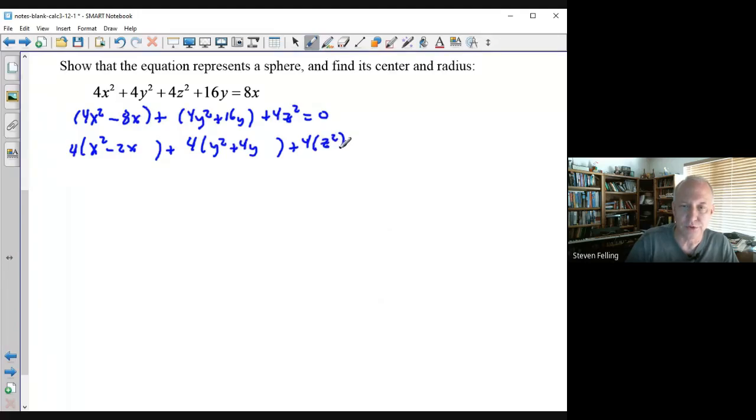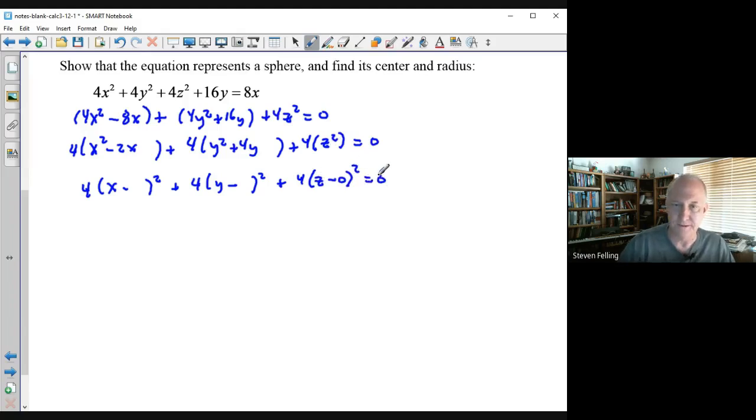Equals 0. So now my goal is to try to turn this into this form, 4 times x minus something squared plus that same 4 here, and then we have y minus something squared, and then 4 times z minus something. Now this z is just z, so I can go ahead and write that right now as z minus 0 squared equals 0. Okay, now here's what I'm going to do.